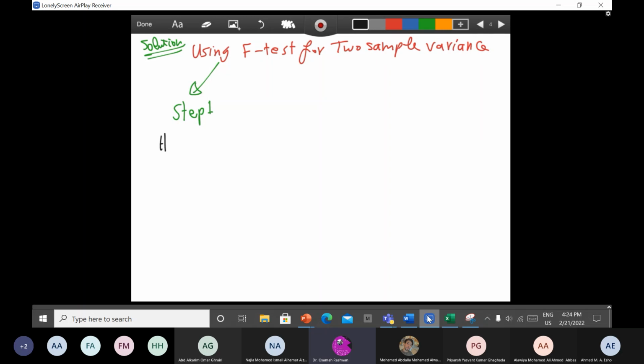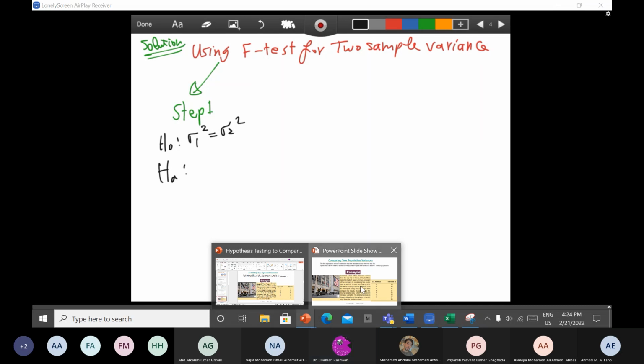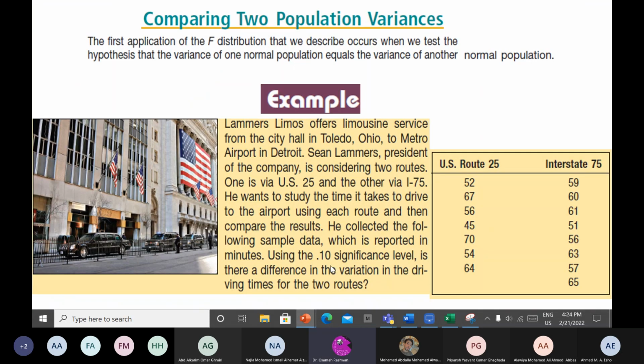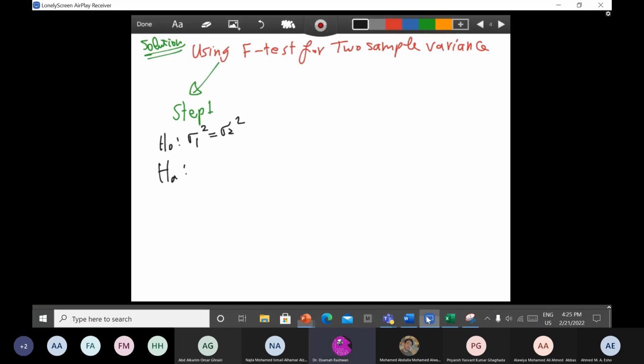Step 1, you write the null hypothesis: sigma 1 squared is equal to sigma 2 squared. The two variances are equal. For the alternative, I have to wait until I read the question. Do I have any keywords to say greater than or less than to have one tail? No, it just says, is there a difference? If it said this one greater than that one, or less than, I would go for less than or greater than. But I don't have that, so I go for not equal. Step 2.